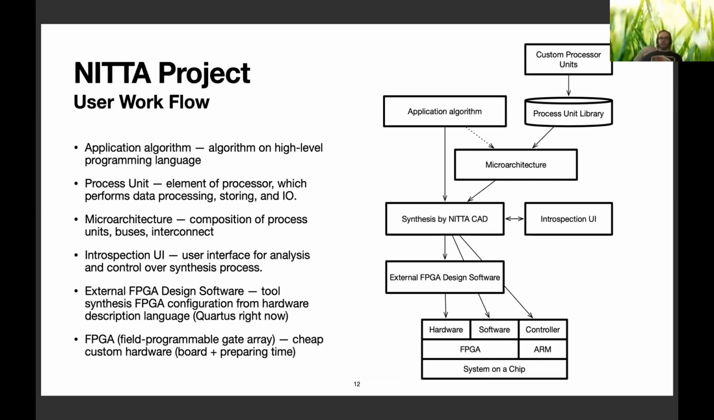So the CAD does the hard work and produces the project for external FPGA design software, which can generate a program to configure the FPGA with the hardware and software part of NITA processors, and generate the controller software which can be executed on the system on a chip, which usually includes some processor. In our example, it's an ARM processor and an FPGA chip. They can interact and transfer data to each other.